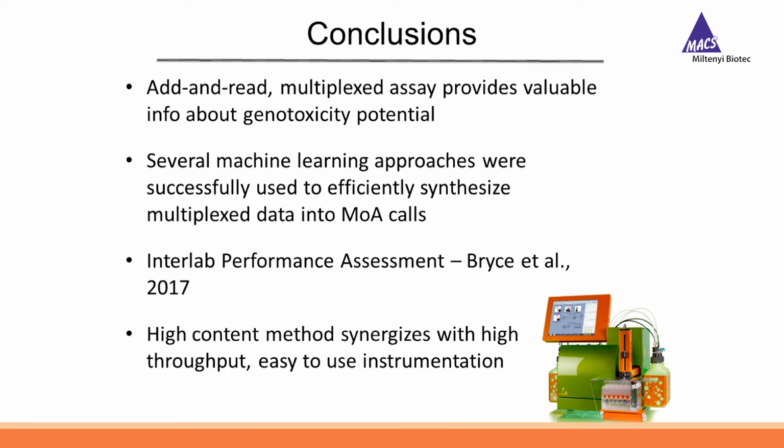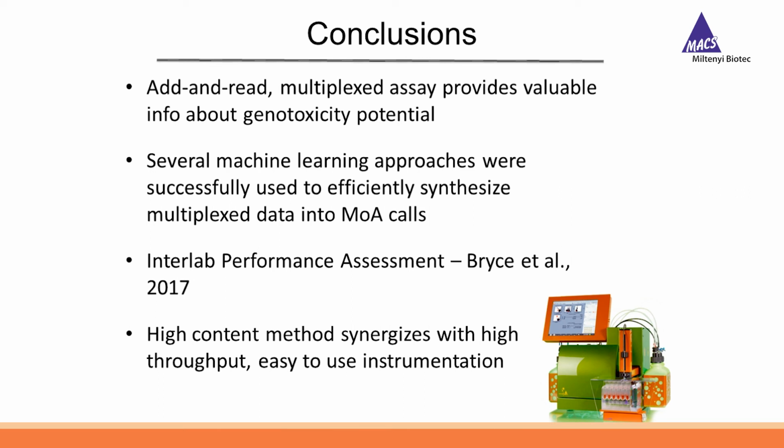So in terms of conclusions, we have created this add-and-read multiplexed assay that provides exceptionally valuable information in terms of genotoxicity potential. Not just telling you whether something is genotoxic or not, but giving you that extra layer of information to tell you whether it's a clastogen, an aneugen, or a non-genotoxicant. Those several machine learning approaches were very successfully used and highly performing in terms of their ability to take those multiplex data and turn them into mode of action calls.